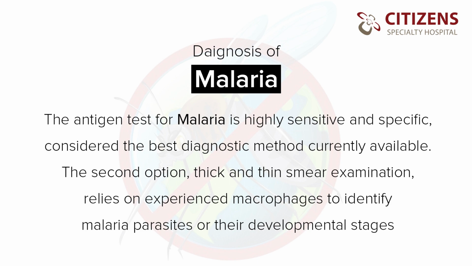The second test is thick and thin smear for malarial parasite. An experienced microbiologist can easily pick up a malarial parasite or its various stages of development, which is causing disease for the patient. So there are mainly two methods. One is the antigen test, second is direct smear examination under microscopy by an experienced microbiologist.